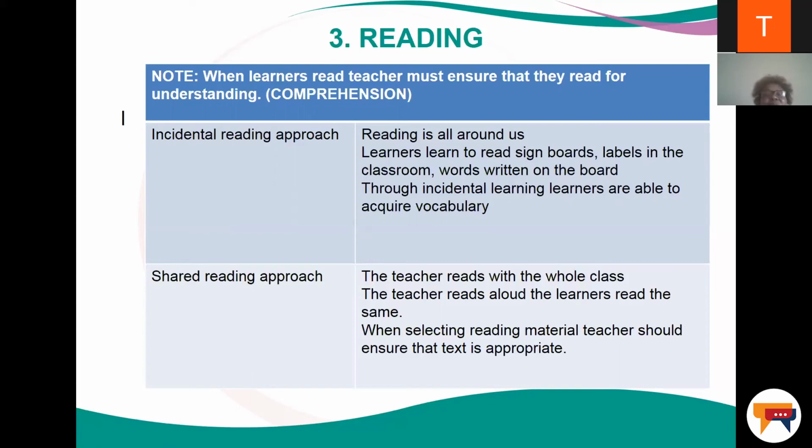Incidental reading, we have different kinds of reading approach. This incidental reading is all around us. Learners learn to read signboards, labels in the classroom, words written on the board. Through incidental learning, learners are able to acquire vocabulary. We also have shared reading approach. The teacher reads with the whole class, the teacher reads aloud and the learners read the same.